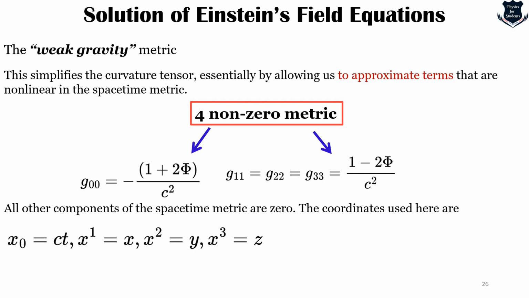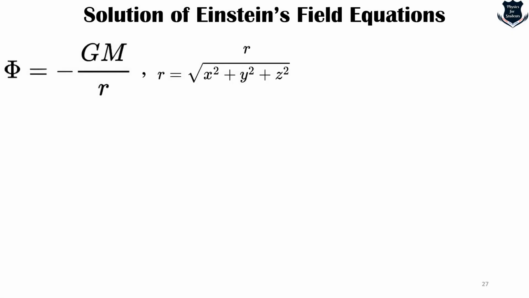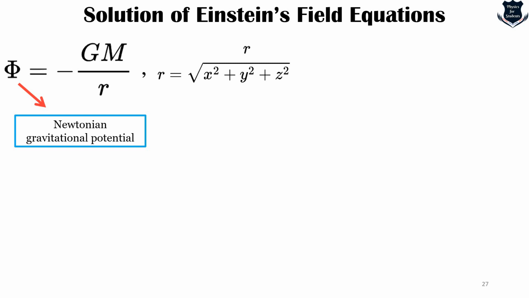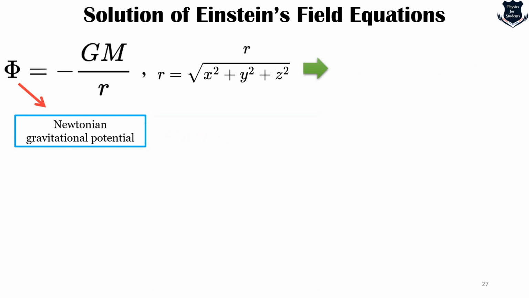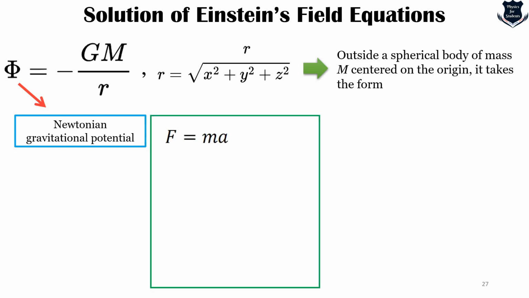Okay, now let us turn the page and see what this phi is all about. You see, this phi is basically Newton's gravitational potential, right? And this actually works outside a spherical body of mass m centered on the origin, and it takes this form. So what we can derive from here is that the function phi, which appears in the Newtonian gravitational potential, is applicable outside a spherical body of mass m centered at the origin.